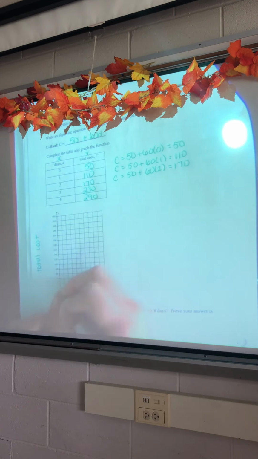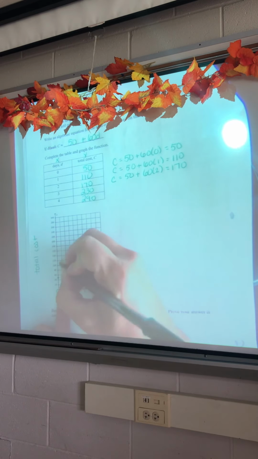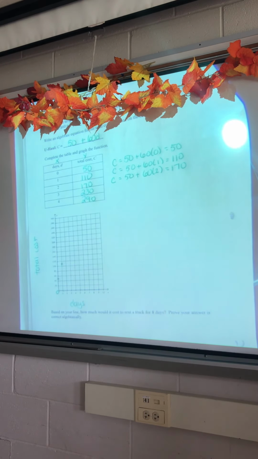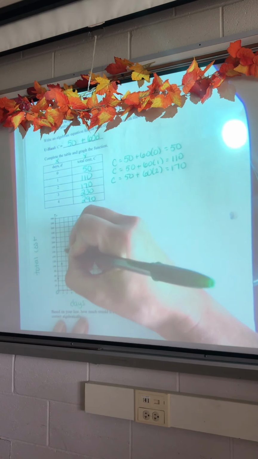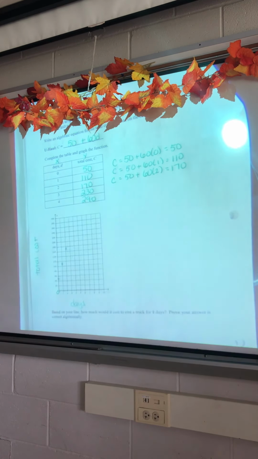So on 0 days, I am at $50. So 50 would be right in the middle of 40 and 60. So I didn't go left or right because it was 0 days, and I went up to 50. On my first day, I was at 110, so I'm going 1 to the right and up to 110, which is in the middle of 100 and 120. Then I have 2 and 170, so 2 to the right up to 170, which is in the middle of 160 and 180.